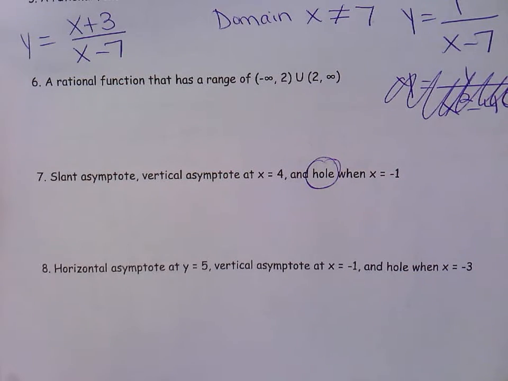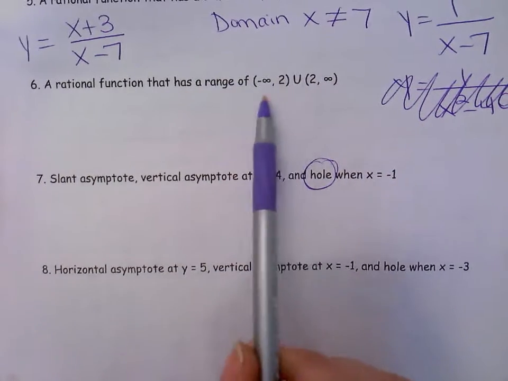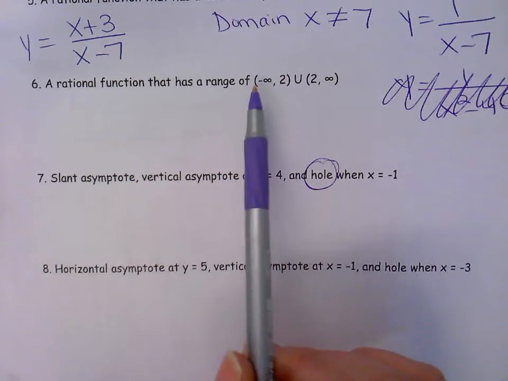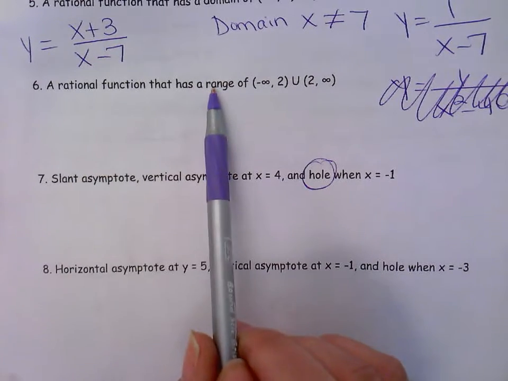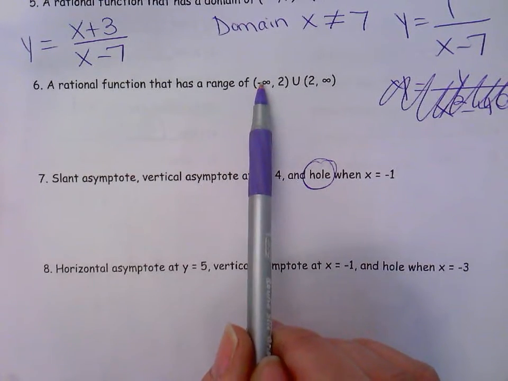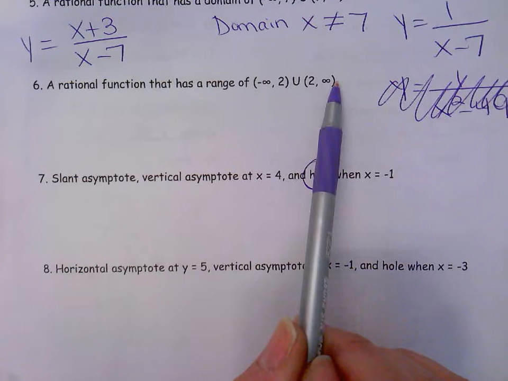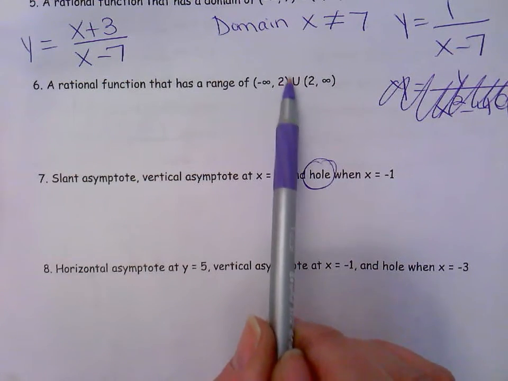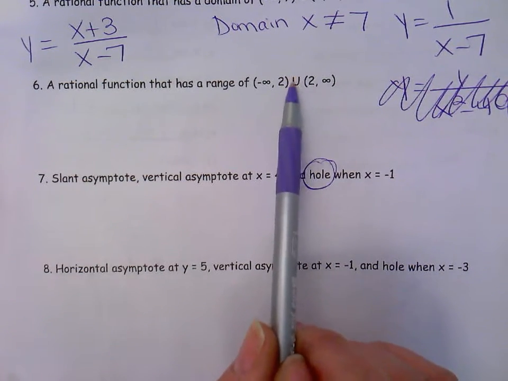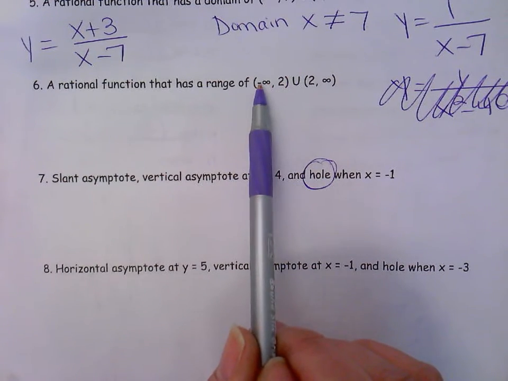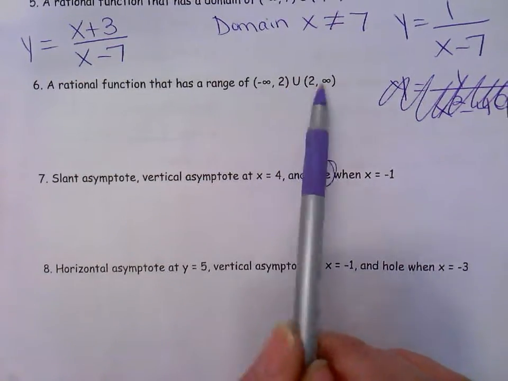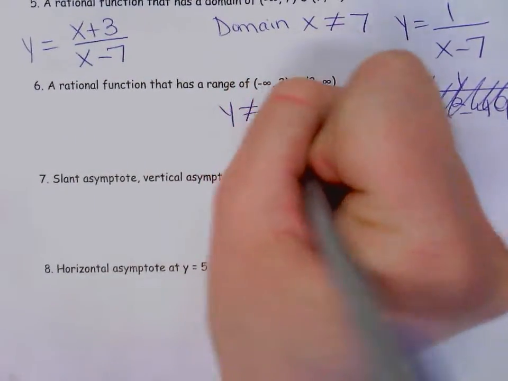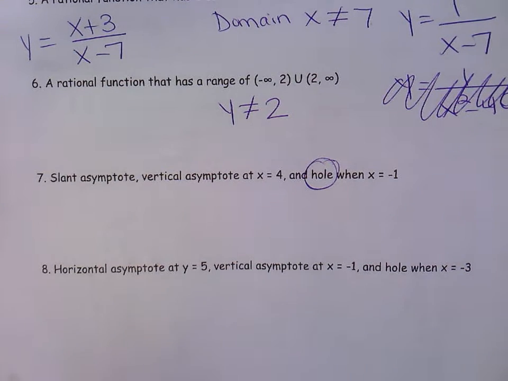This is the notation they use for domain and range in calculus, kind of a step up from inequality notation. This is just saying the range can go from negative infinity to positive infinity, but it's excluding 2. Union means or. Y is either in this interval or Y is in this interval. So it's just saying Y is everything except 2. That's going to affect the horizontal asymptote. I need a horizontal asymptote at 2.